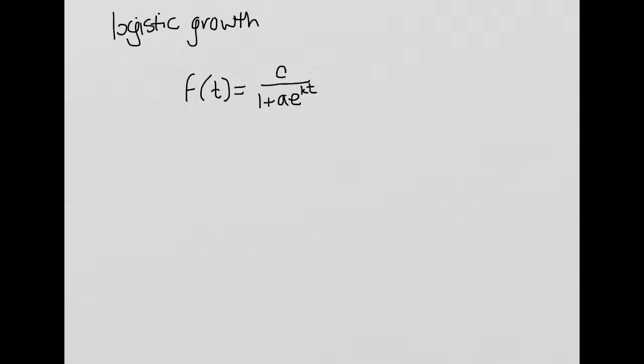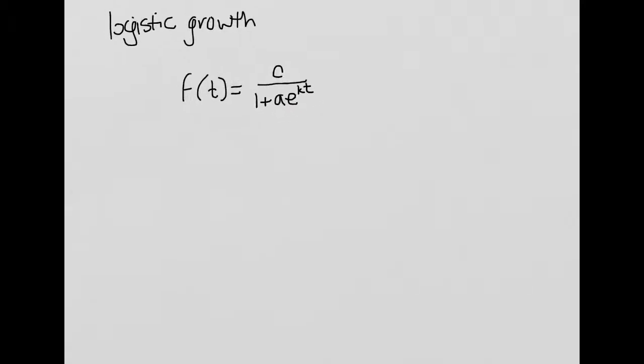A function, f of t, is equal to some constant, c, over 1 plus a e to the power of kt. So that should look familiar to you, okay? Now, I'm going to make a couple of adjustments here, right? You should be able to recognize this. You've seen this before.